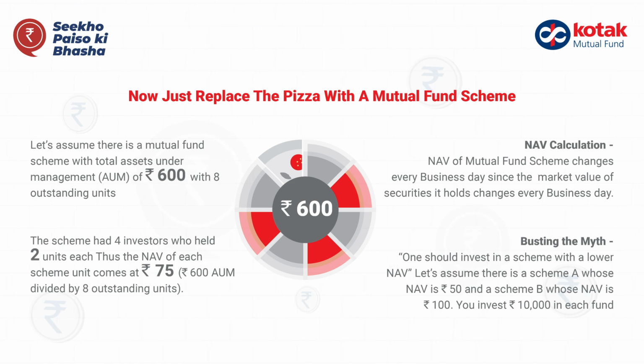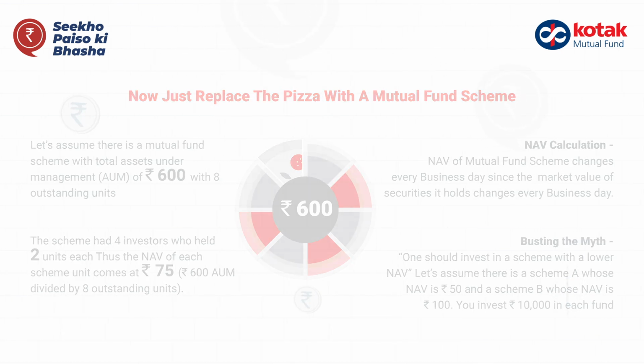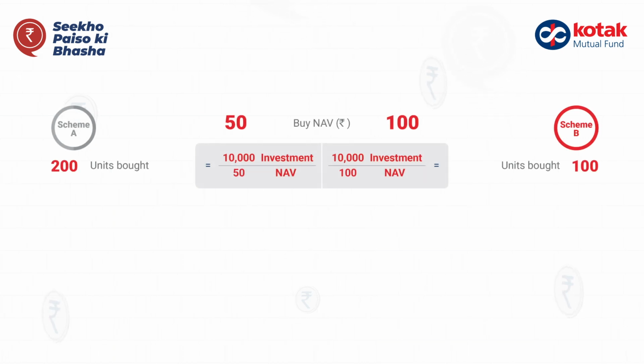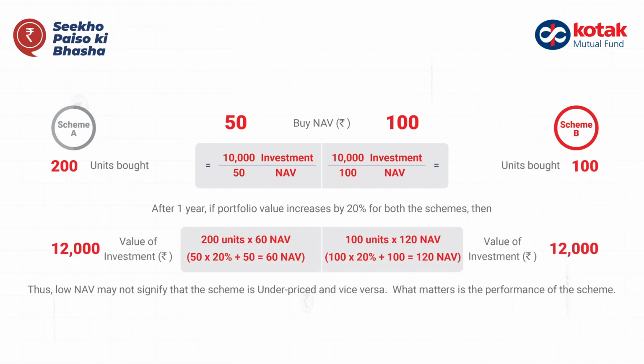Let's assume there is a scheme A whose NAV is 50 rupees and a scheme B whose NAV is 100 rupees. You invest 10,000 rupees in each fund. In scheme A, you have bought 200 units. In scheme B, you have bought 100 units. After 1 year, if portfolio value increased by 20% for both the schemes, then both scheme A and B will have value of investments of 12,000 rupees.